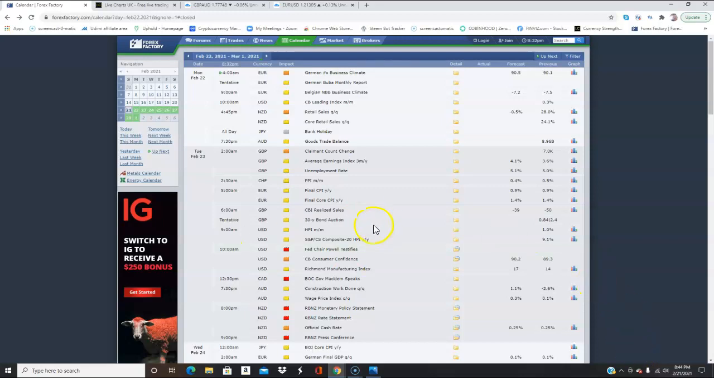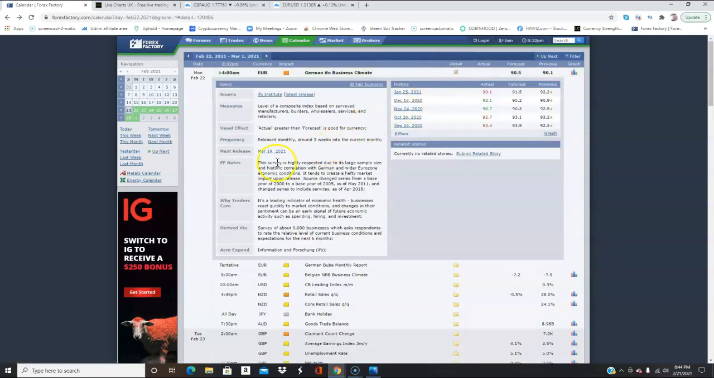So let's talk about the news in the market. Right here on Monday, February 22nd, we can see at 4 o'clock in the morning, the euro has an orange folder. Now, orange folder means proceed with caution, right? So let's go in. We click this manila folder here, and we can check out what's going on.